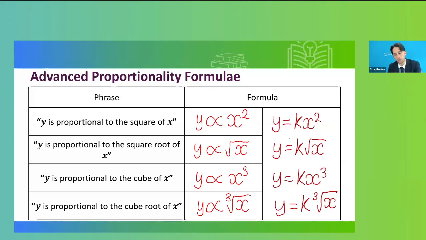So y is proportional to x squared means y is equal to some scale factor times x squared. Y equals something x squared. So we know the family of curves it comes from. It's some sort of quadratic. And the same for each of those. Right, so let's have a little look at this example.